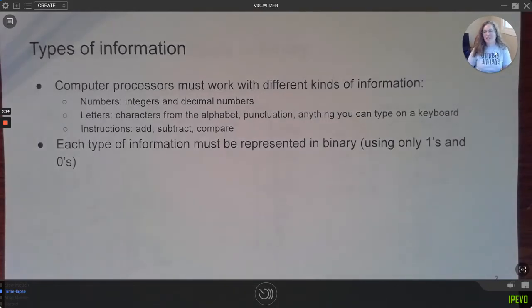All right, we have been looking at how computers can represent different types of information in binary. And last time we looked at how we can represent positive integers and positive decimal numbers in binary. Now we haven't looked at how to do negative numbers. That's outside the scope of this course.